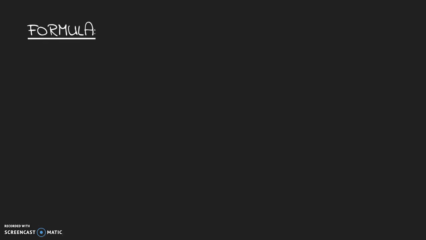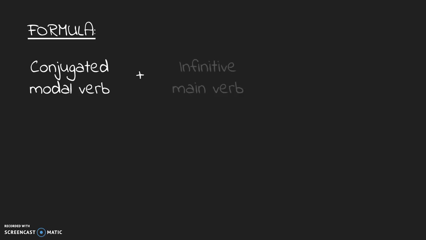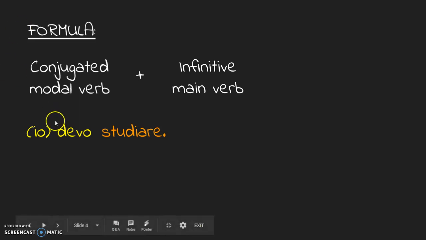So we know how the modal verbs are conjugated, but how are they actually used in a sentence? Here is a formula that can help. We have a conjugated modal verb plus an infinitive main verb. For example, io devo studiare. I have to study. So this is the conjugated modal verb, io devo, I have to. And then studiare is left in the infinitive form. So I have to study.